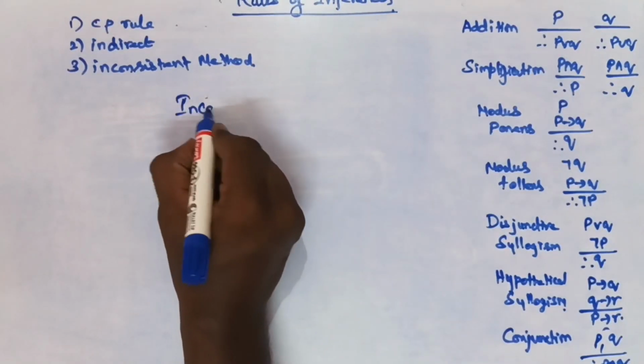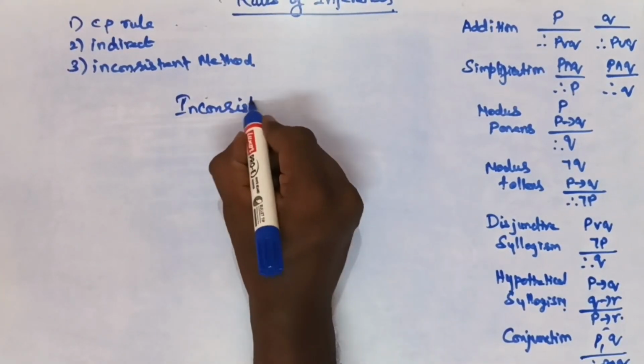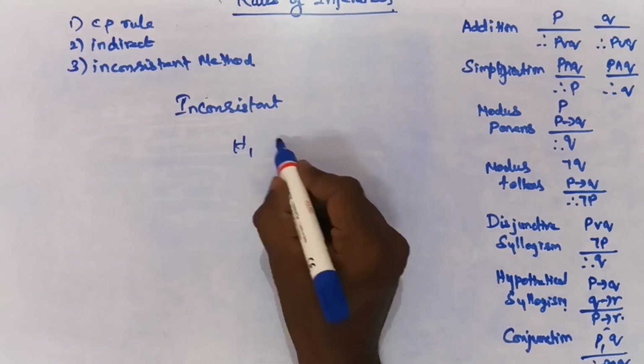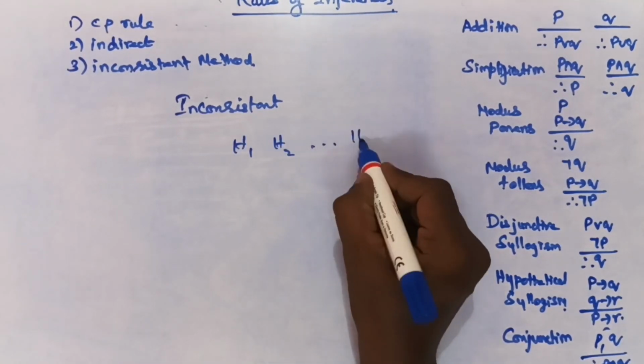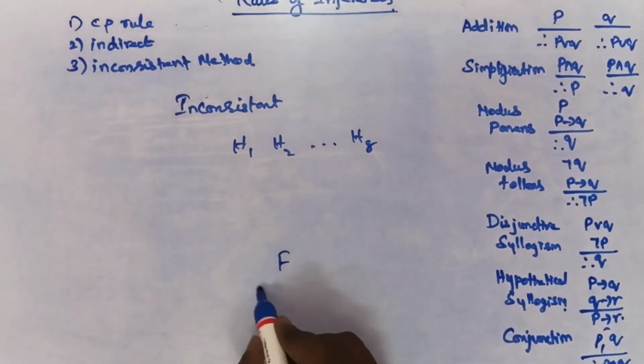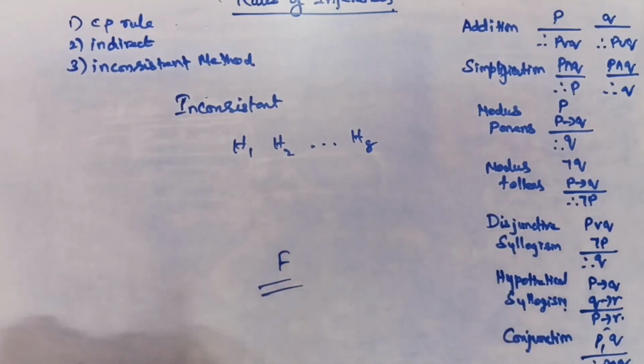Inconsistent: what is that? Inconsistent is nothing but finally you have to prove false. The final conclusion is going to be false, by using the given premises H1, H2 up to H8, whatever it may be. Using all these premises, if you finally prove false, then it is an inconsistent method. So we are going to see one problem in each of these types.